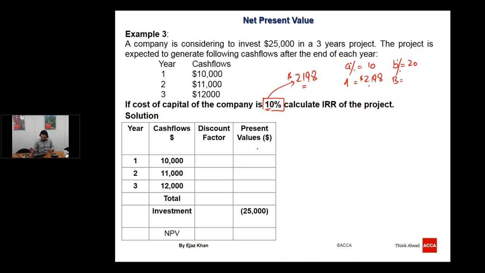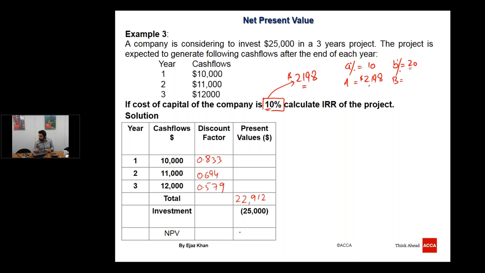Just go to the discount factor table and pick the discount factors for 20%. It's 0.833. Next one, 0.694. And the third one, 0.579. Multiply these figures and tell me the total of the present value of cash inflows. 22912. Okay.